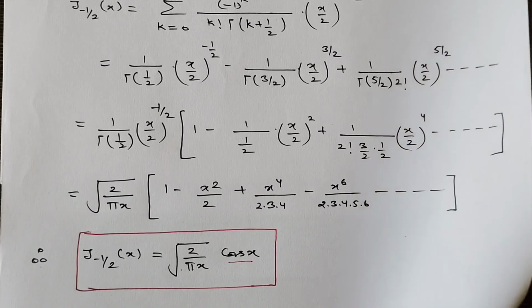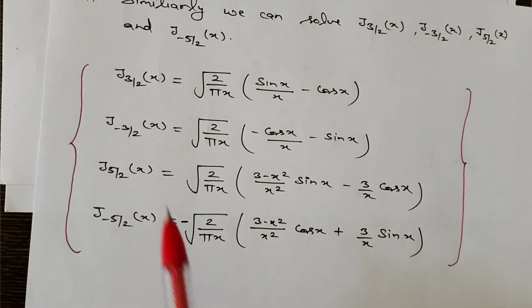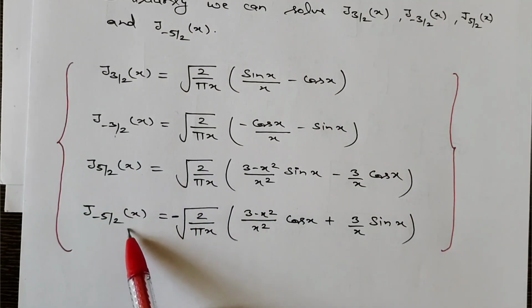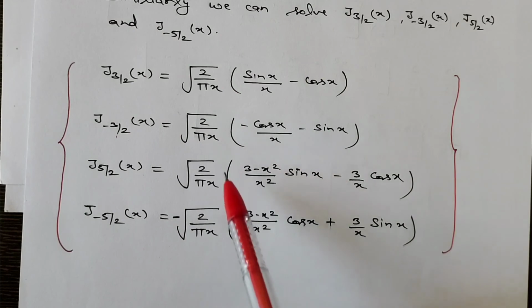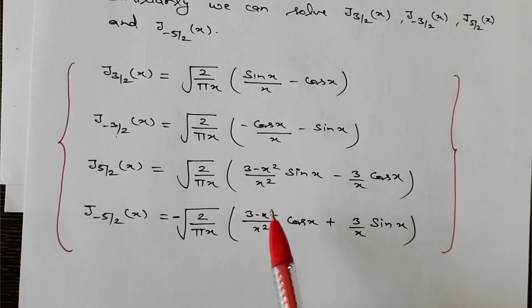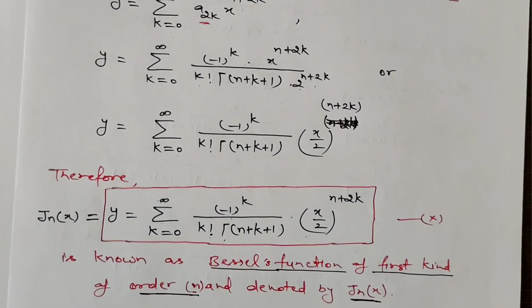Clear? In a similar way we can also find the value of J 3 by 2 x, J minus 3 by 2 x, J 5 by 2 x, J minus 5 by 2 x, and all these values will be this. We can easily cross check them by using the expression of J n x. Okay, so now we would like to discuss something more about this Bessel function.